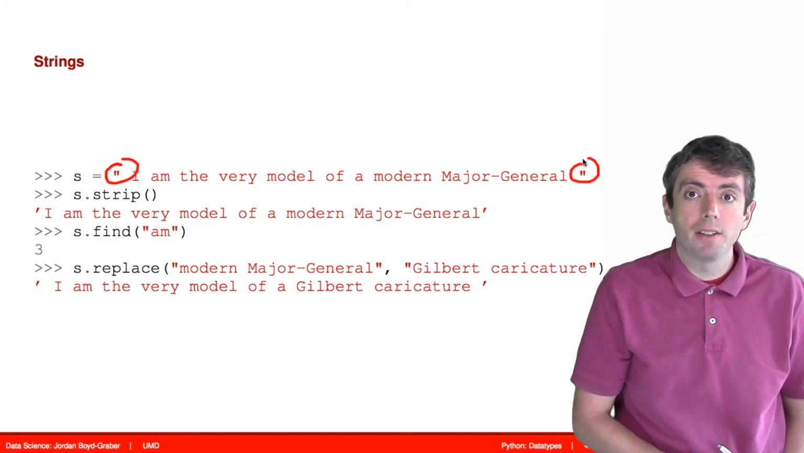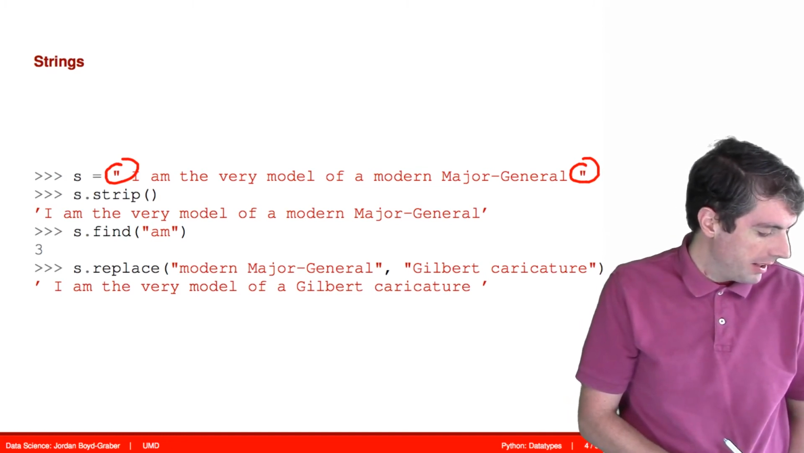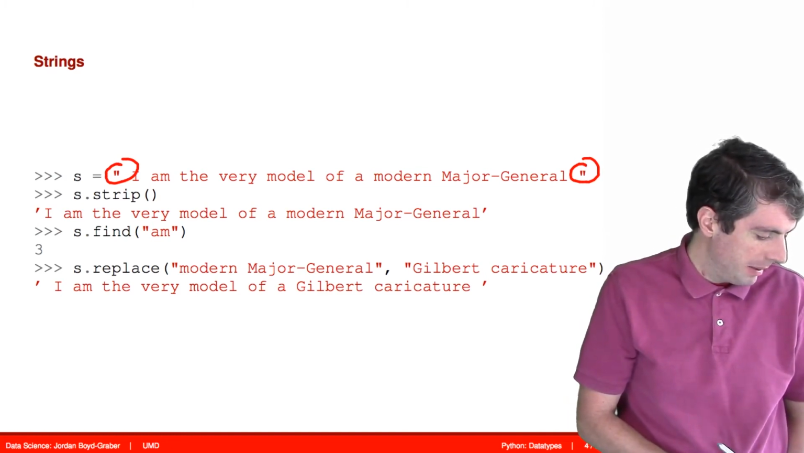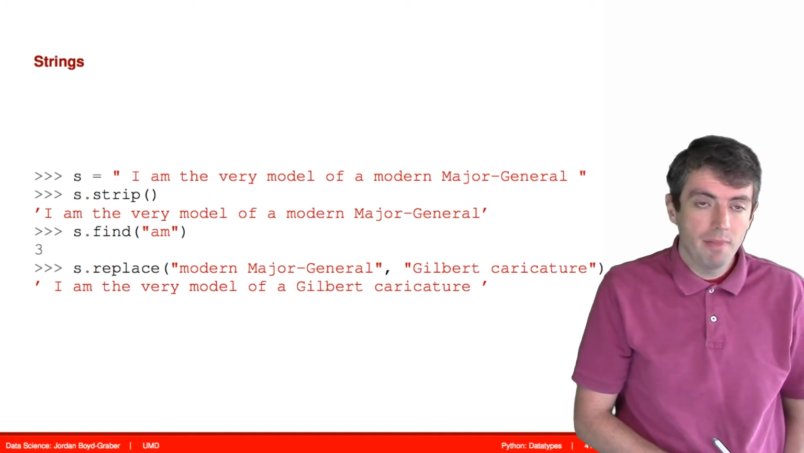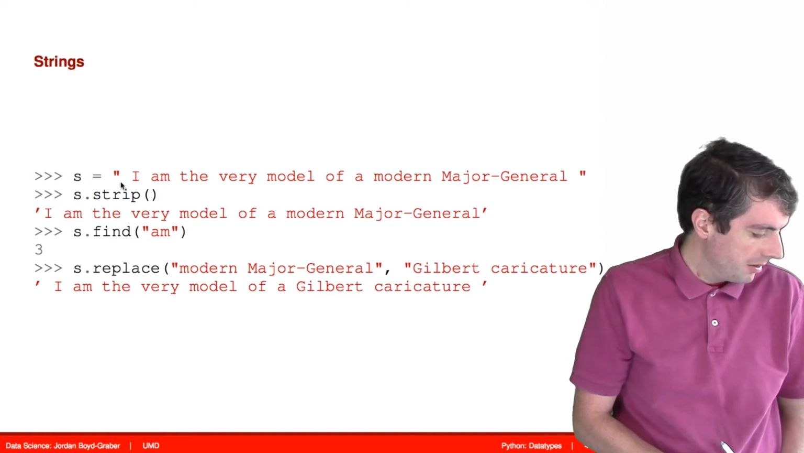One of the very nice functions built into Python is a strip function, which removes any of the white space, such as the space at the beginning or the end of the string here. When you call the strip function, you then get a string without any of those white spaces at the beginning or the end.